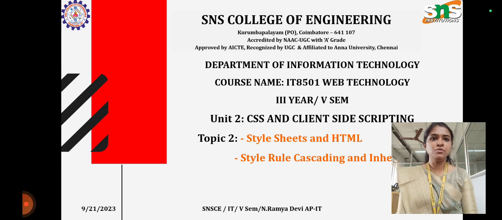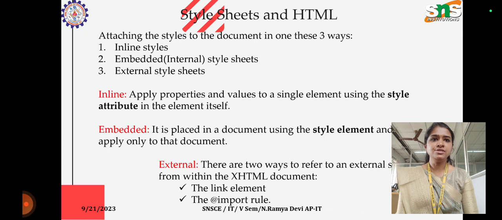Today I am going to share a small article regarding style sheets and HTML, that is style rule cascading and inheritance. Attaching the styles to the document in these three ways: inline styles, embedded style sheets, and external style sheets. Inline style: apply properties and values to a single element using the style attribute in the element itself. Embedded style: it is placed in a document using the style element and applies only to that document. External style: there are two ways to refer to an external style sheet from within the HTML document, that is, one using the link element, the other using the import rule.